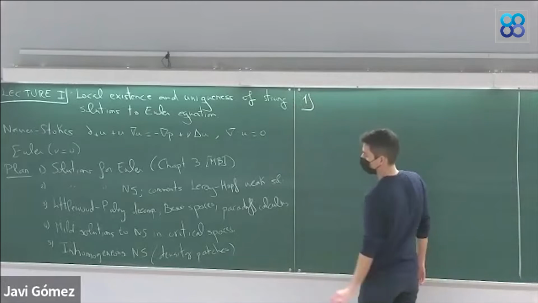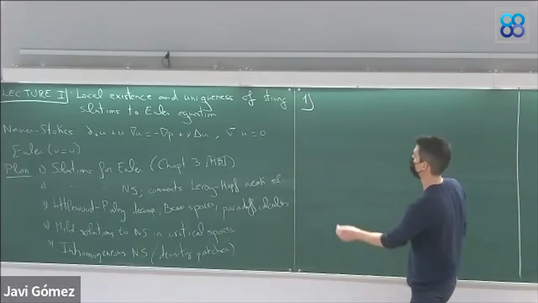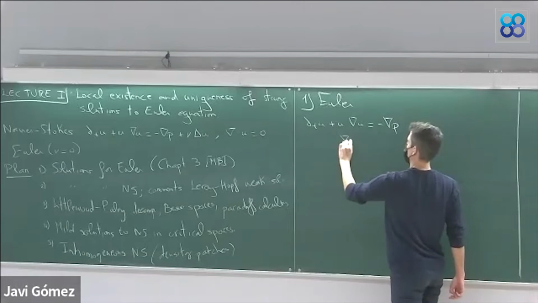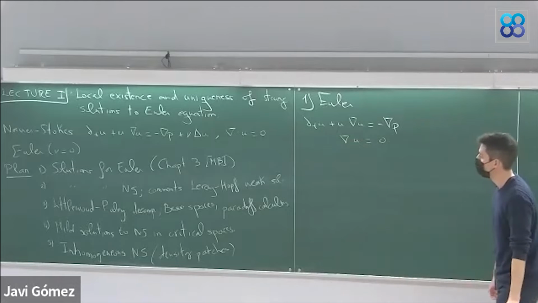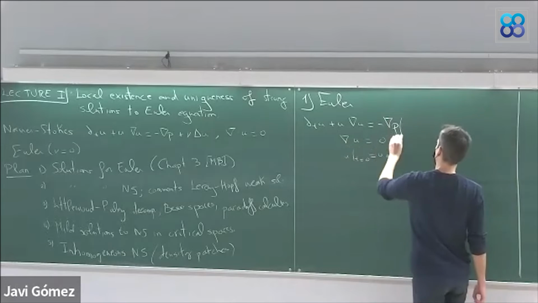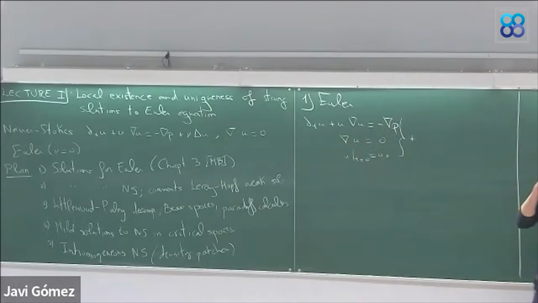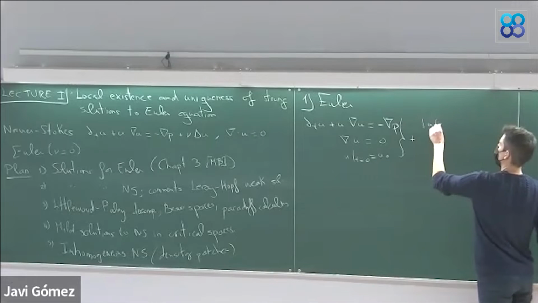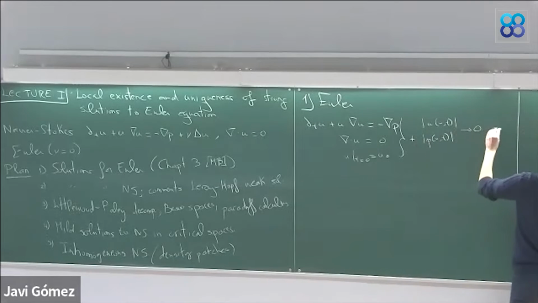Okay, so let's start with the first one. It's uniqueness and existence for Euler. I have the equation written, plus the incompressibility condition and some initial data. And some boundary conditions that in general will be decay of all the quantities at infinity, with sufficiently fast decay. So I will just write here that all the quantities go to zero.